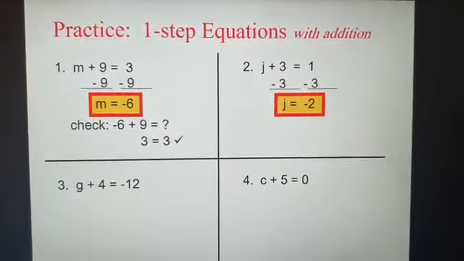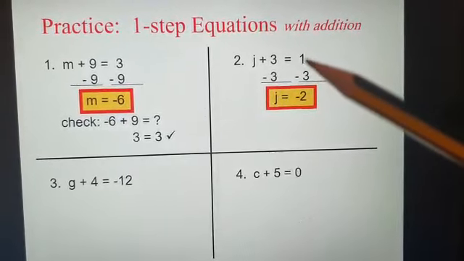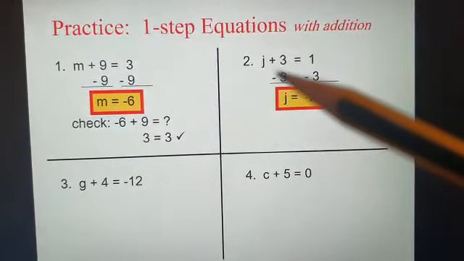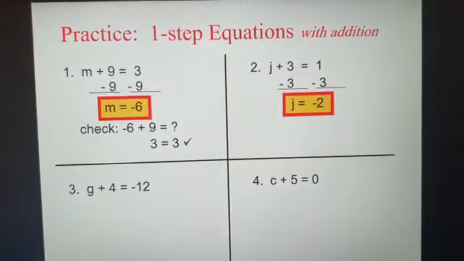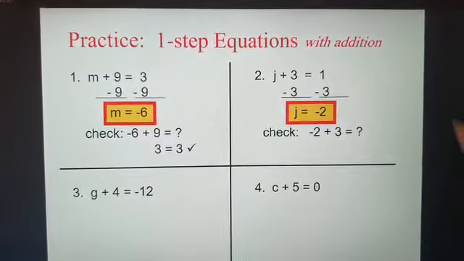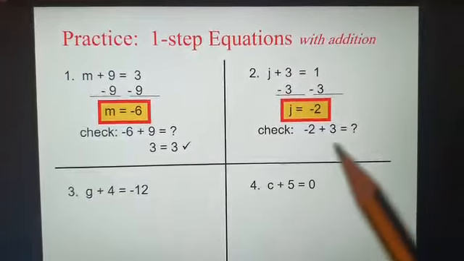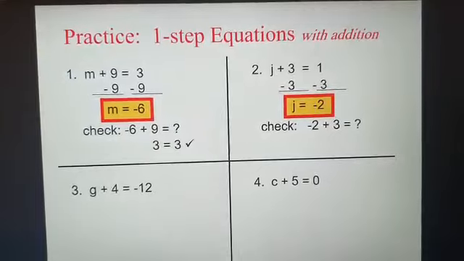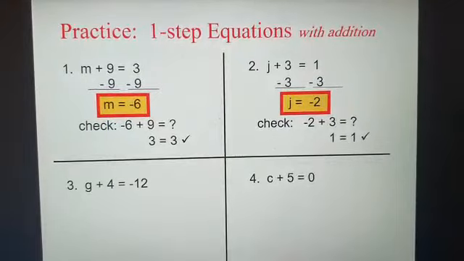Now I want to check if my answer is correct or not. Where will I check? Yes, I hear somebody said in the main equation. Excellent. So we will substitute the value of j in the main equation. I'll remove j and put negative 2. So negative 2 plus 3 equals what? Negative 2 plus 3 equals 1. If the left hand side equals the right hand side, my answer is correct.